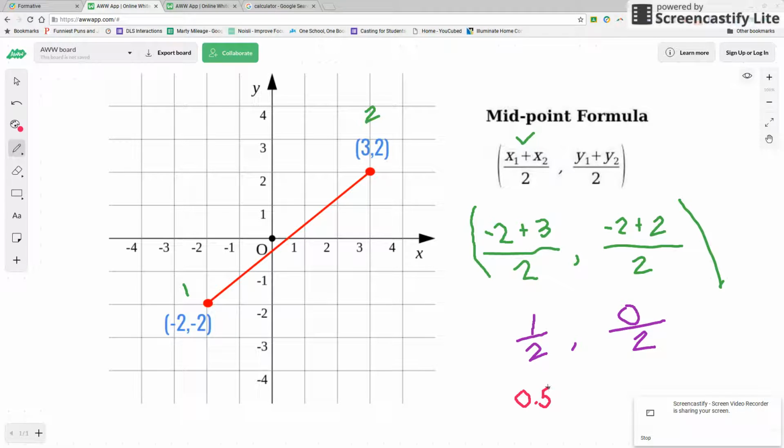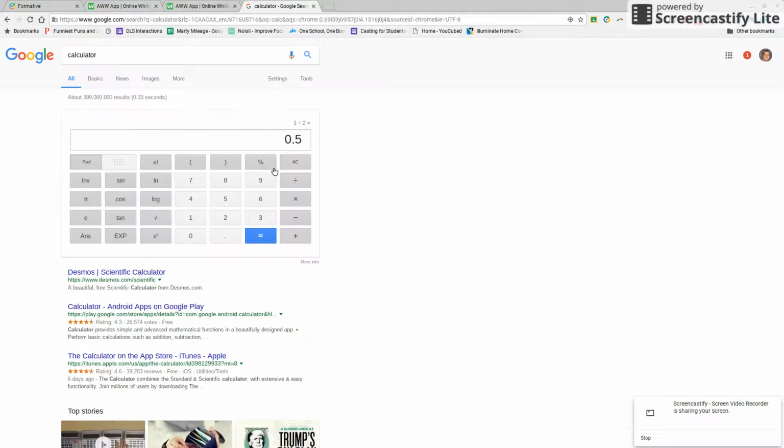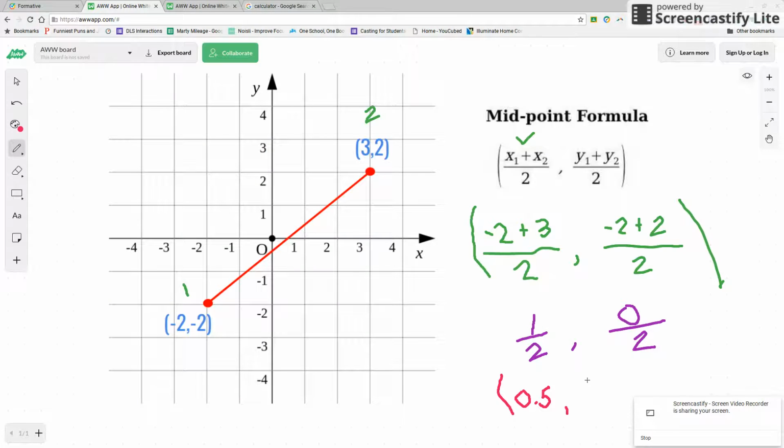0.5. Now 0 divided by 2. If I had 0 things and I divided it by 2, I'm obviously going to get 0. So there's my final answer. The exact middle of this line is 0.5 as an x, which we see is right here. If here's 0, here's 1, 0.5 is right in between there. And then it is the y number of 0.